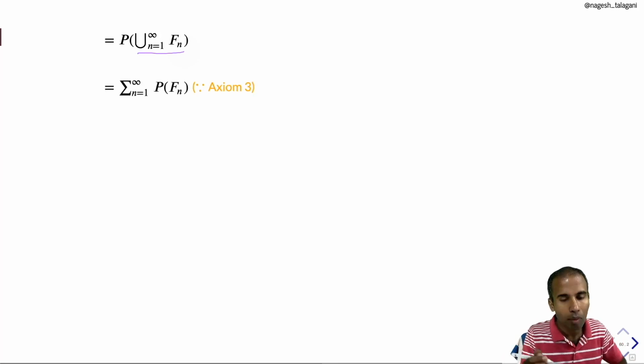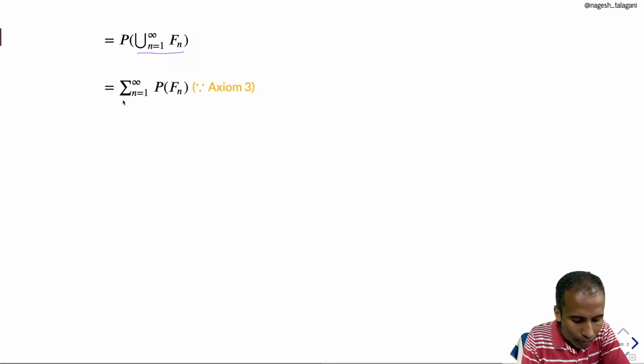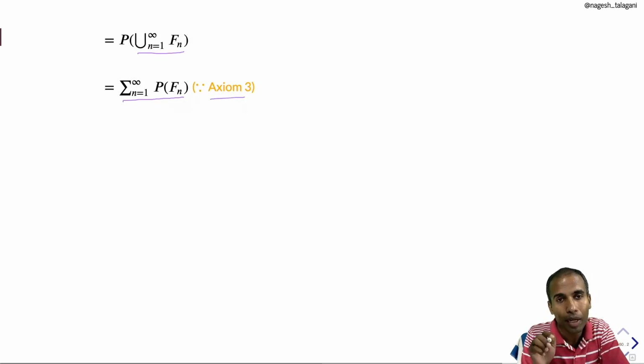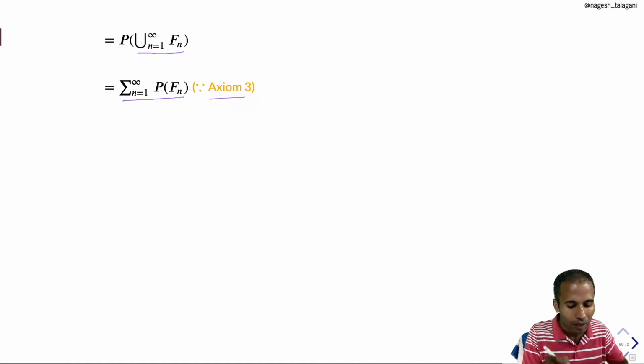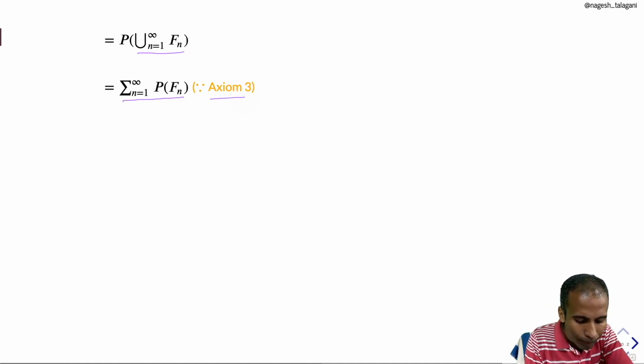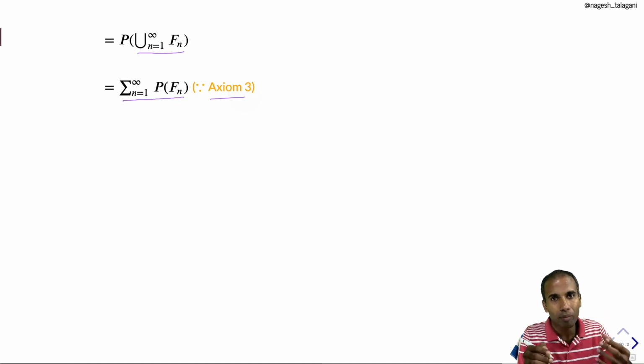Okay, so this probability is going to be the summation n equal to 1 to infinity of the probability of Fn, because of axiom 3. Axiom 3 can be applied when you have mutually exclusive events. Fine. Now, this is an infinite series, right? n equal to 1 to infinity, an infinite series of real numbers. So, an infinite sum means the limit of the partial sums.